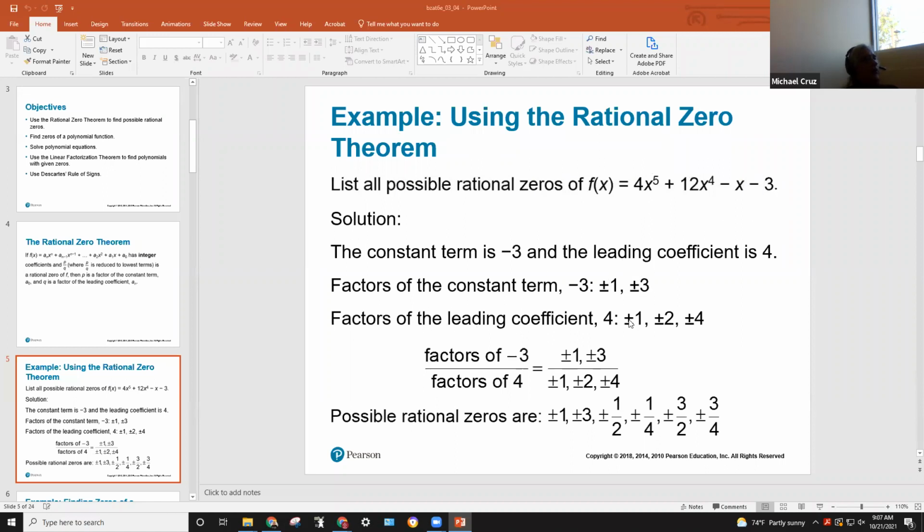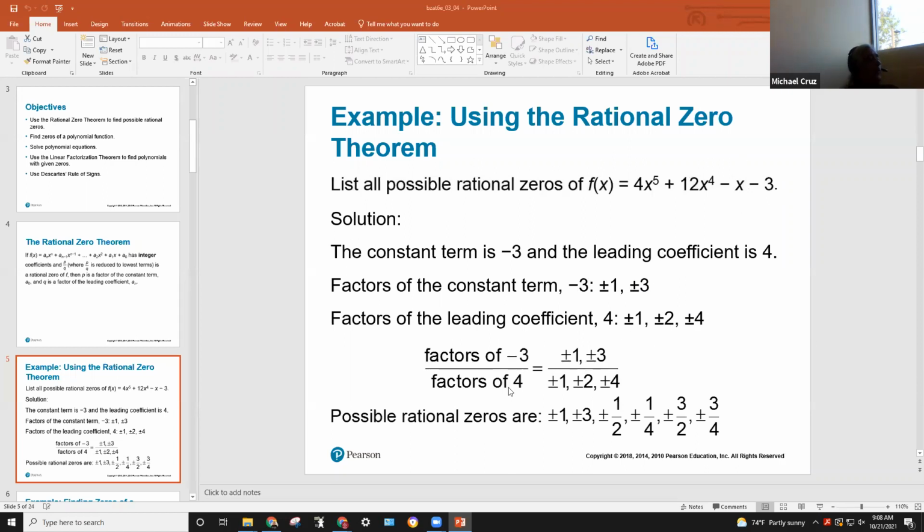And then the leading term is 4, so it's going to have plus or minus 1, plus or minus 2, and plus or minus 4. Because you can have 1 times 4, -1 times 4, and so forth. And then you can have 2 times 2, or -2 times -2. So we've got 1, 2, 3, 4, 1, 2, 3, 4, 5, 6 possible factors of those two, the leading term and the coefficient of the constant term.